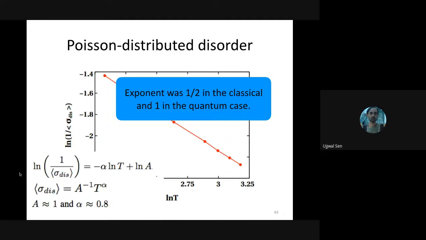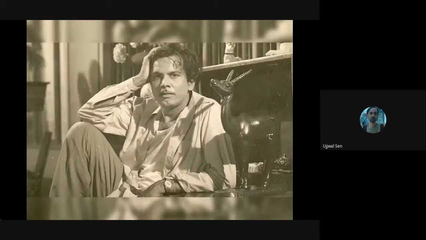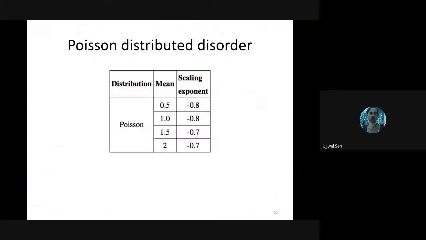But if you insert disorder in the quantum case, then you reach a region which is in between classical and quantum, and you reach a point that is around 0.8. The exponent becomes 0.8. So it is sort of super-diffusive but sub-ballistic. It is an intermediate region between classical and quantum. So although quantum mechanics helps, it does not help too much.